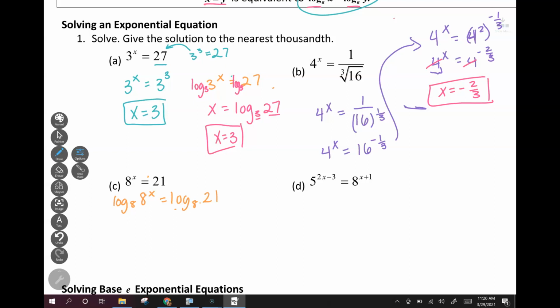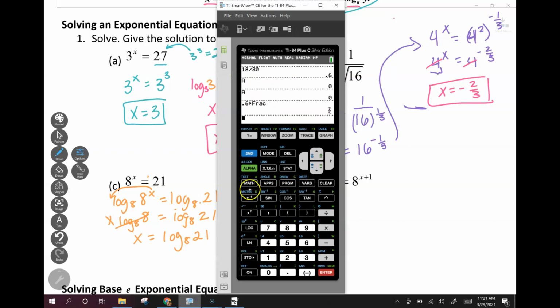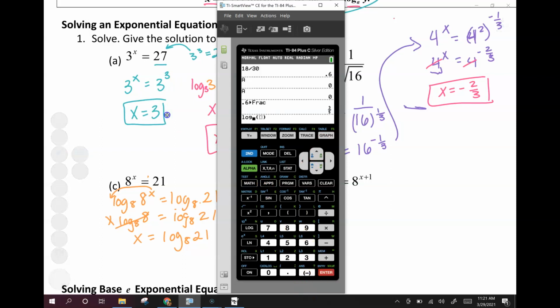So now using our property of logs, a power property, that x can come down, and we have x times log base 8 of 8 equals log base 8 of 21. These cancel, so x equals log base 8 of 21. Now you can do that in your calculator. Log base 8, if you hit math, scroll up, log base is right there unless it's been disabled on your calculator. So I can do log base 8 of 21.